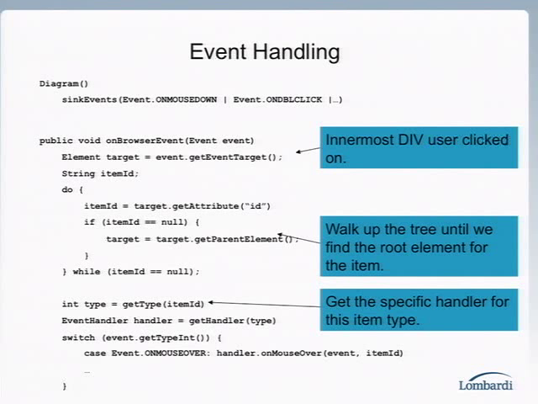Once we know the item that the user clicked on, we can look up its type, and then we can forward this call to a handler for that specific type. And then we can allow a handler to handle that event, that item, in a way that's specific to that particular type of item, whatever it was.